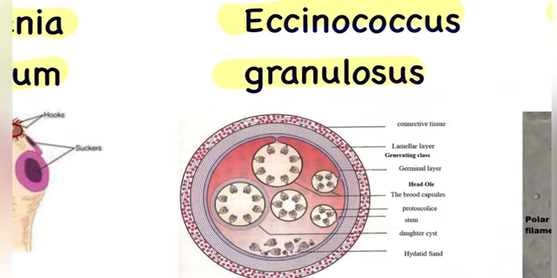Echinococcus granulosus causes hydatid cyst. This is the image of the cyst, so they can ask you a question on the layers of the cyst. The outermost layer is the pericyst, the next inner layer is the ectocyst, and the innermost layer is the endocyst.